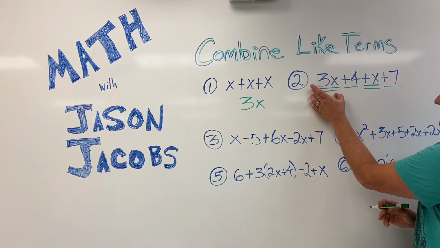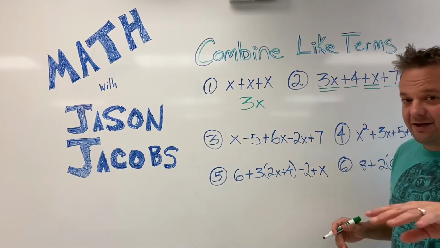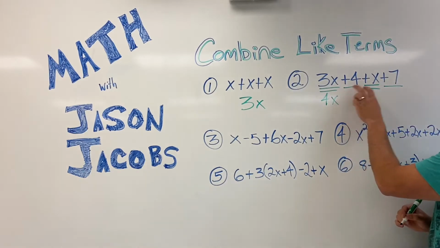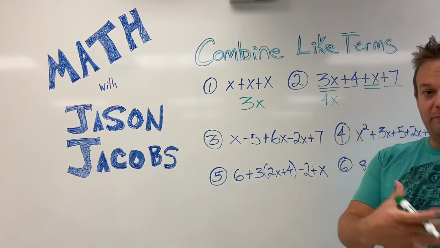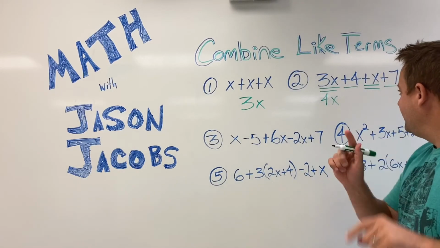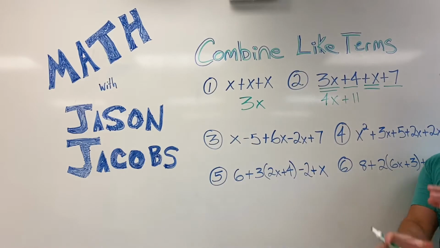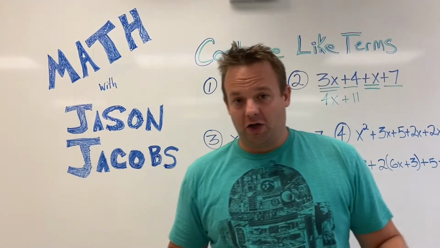The positive 3x goes with positive x. That equals 4x, guys. 4x. Now, the 4 goes with the 7. Positive 4, positive 7, that's 11. So 4x plus 11. Now I can't combine it any further. 4x plus 11 is all it goes, guys.